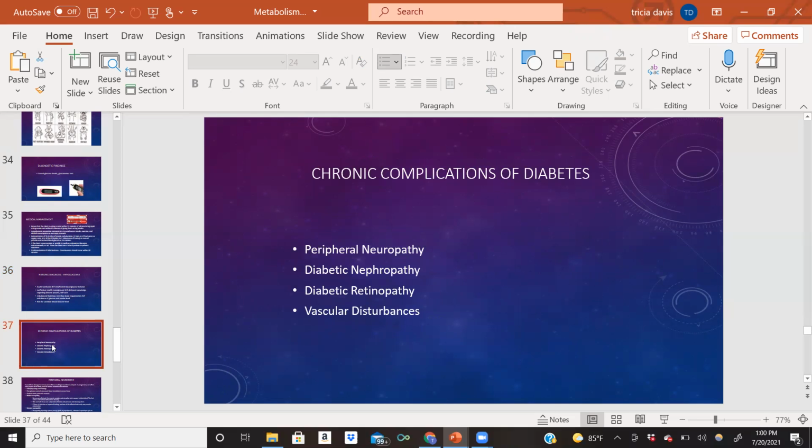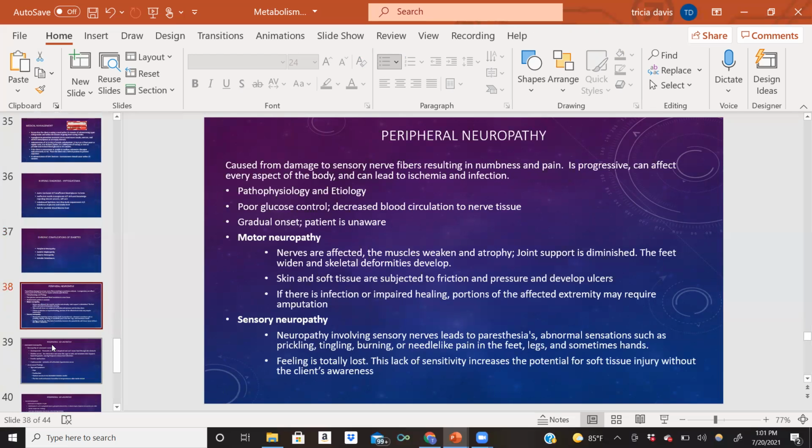We did talk earlier in our slides and said that patients that have diabetes are at a high risk for developing chronic health complications because of the diabetes. Some of the ones that we're going to talk about are peripheral neuropathy, diabetic neuropathy, diabetic retinopathy, and vascular disturbances. Peripheral neuropathy is a very, very common thing that we see with patients. This is the main reason when I'm doing my physical assessment on patients, one of the questions I ask them is, do you have any numbness or tingling in your hands or feet?